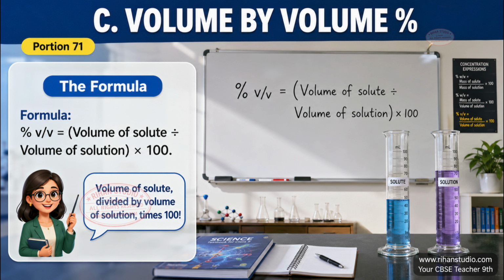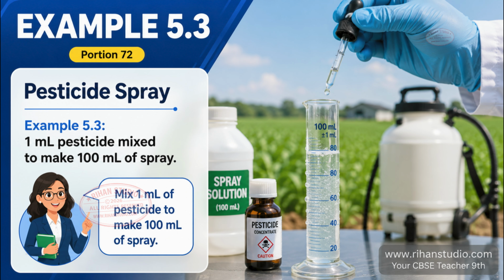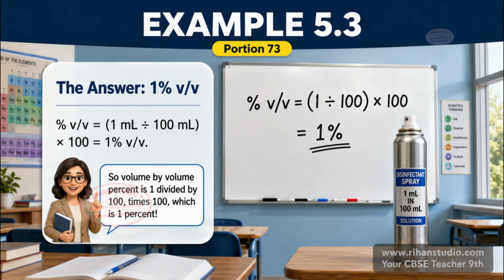Volume by volume percentage. The formula is volume by volume percent equals volume of solute divided by volume of solution times 100. Example 5.3. 1 ml of pesticide is mixed to make 100 ml of spray. Volume by volume percent equals 1 divided by 100 times 100, which is 1%. So, volume by volume percent is 1%.